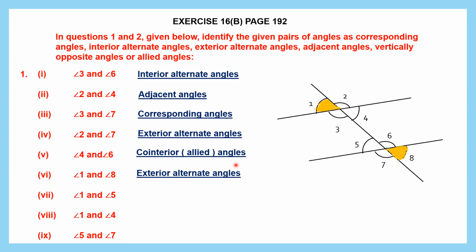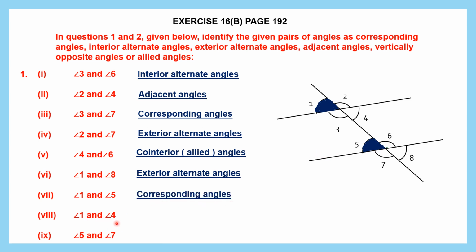Now angle 1 and angle 5. Angle 1 is here, angle 5 is here. So this is angle 1, this is angle 5. As you can see, they are on the same side. But one is outside, one is inside. So such angles are called corresponding angles.